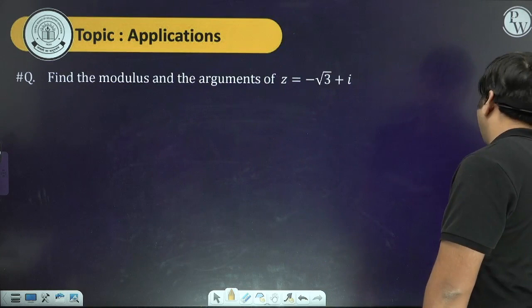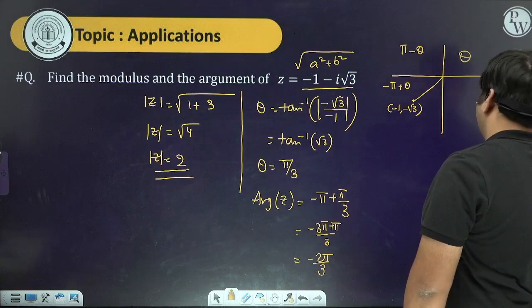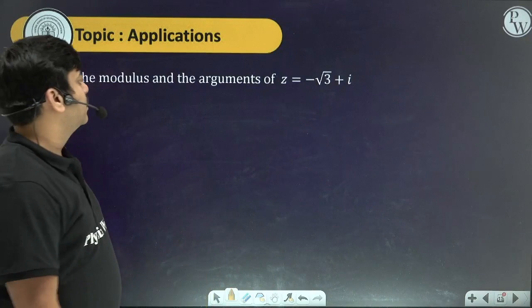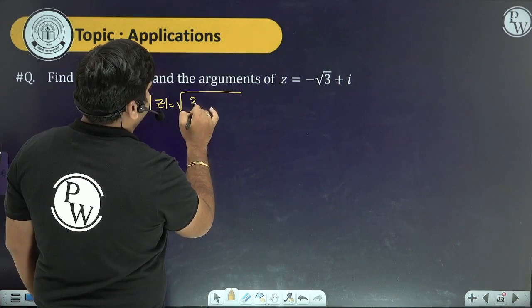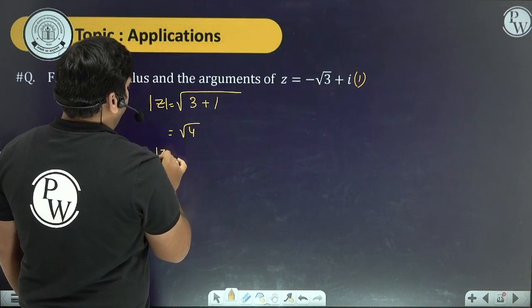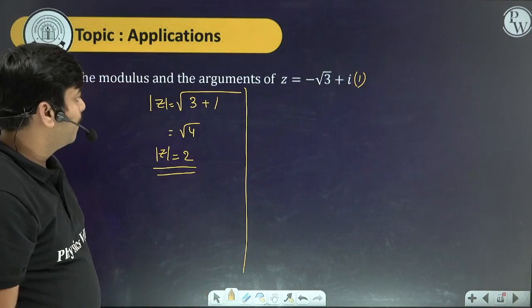It's the same question. This is minus root 3 plus i. Small difference is there. So what is the modulus? Mod z is root over a square plus b square, root 3 square plus 1 square, 1 square is 1. So it is root 4, mod z is equal to 2. Clear? Done.